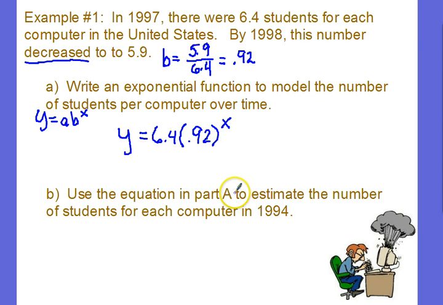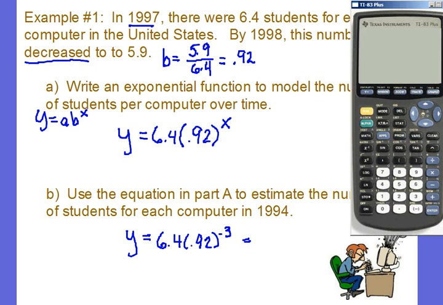Now it says use the equation in part A to estimate the number of students per computer in 1994. So take a guess right now. Would you expect that to be larger or smaller than these numbers? Well, 1994 is prior to either of the years we're dealing with, so obviously we're going to have to deal with a negative exponent. So y is equal to 6.4 times 0.92 to the, now this equation was written for 1997 data, 1994 is 3 years prior, so we need to take it to the negative third.